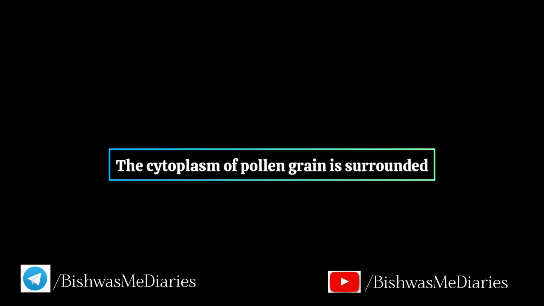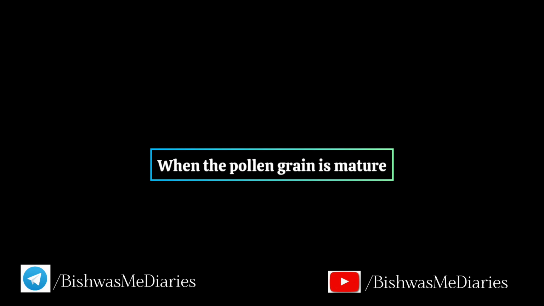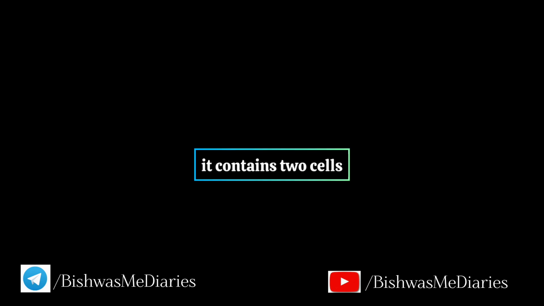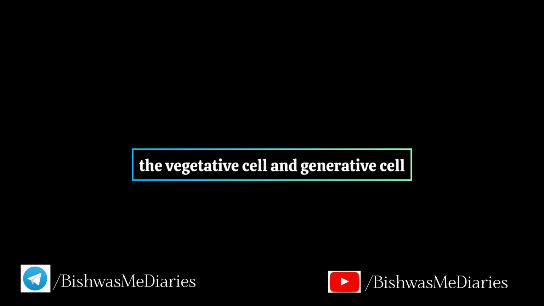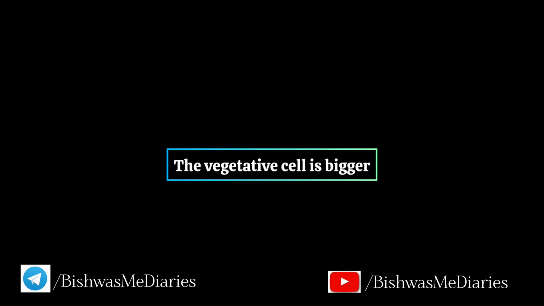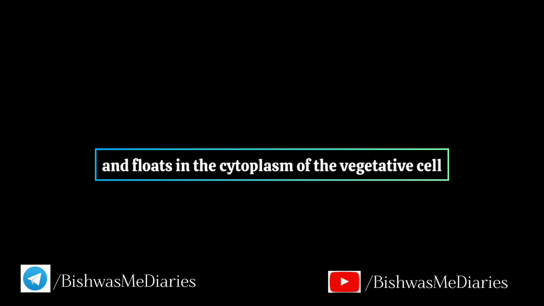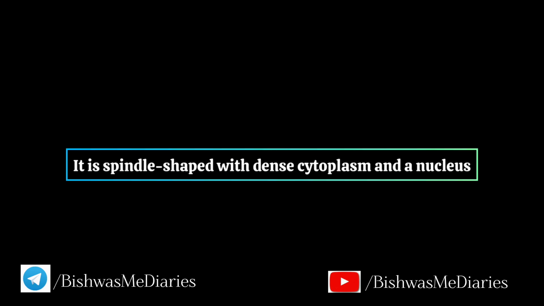The cytoplasm of pollen grain is surrounded by a plasma membrane. When the pollen grain is mature, it contains two cells, the vegetative cell and generative cell. The vegetative cell is bigger, has abundant food reserve, and a large irregularly shaped nucleus. The generative cell is small and floats in the cytoplasm of the vegetative cell. It is spindle shaped with dense cytoplasm and a nucleus.